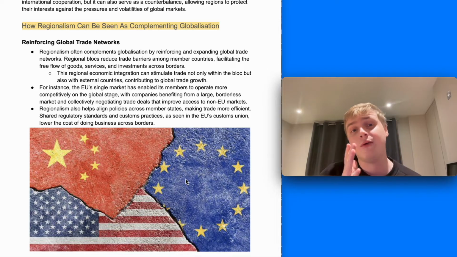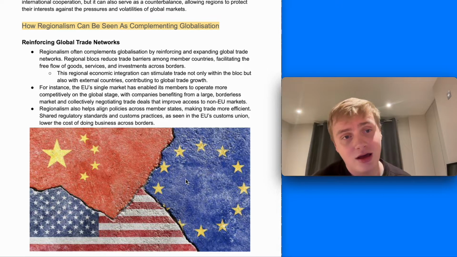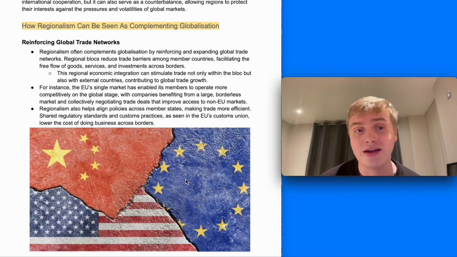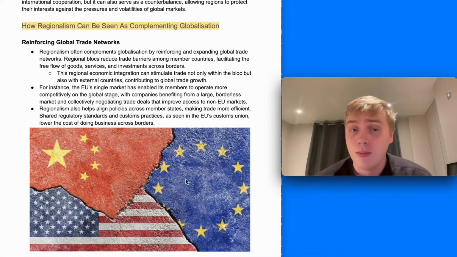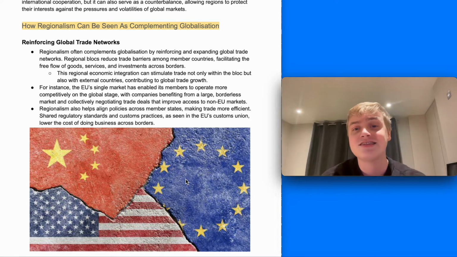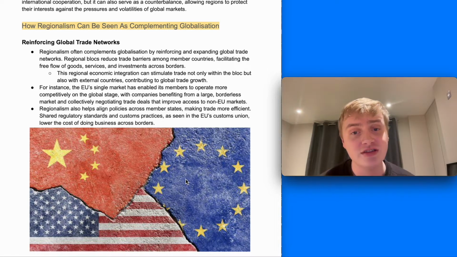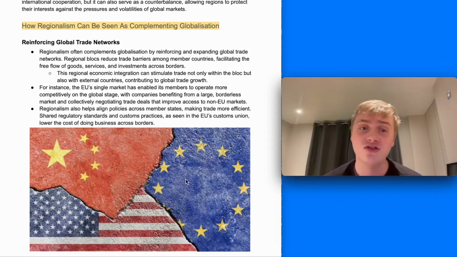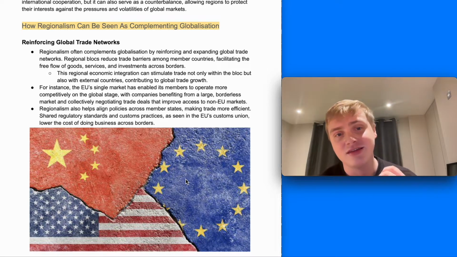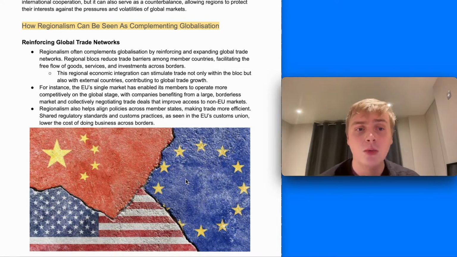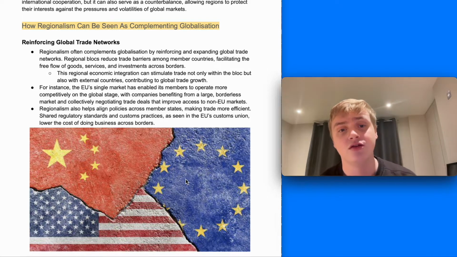We'll look first at how it can be seen as complementing globalisation, and that's first through reinforcing global trade networks. So it often complements globalisation by expanding global trade. Regional blocs reduce trade barriers among member countries, facilitating the free flow of goods, services and investments across borders. This can stimulate trade not only within the bloc, but also with external countries, contributing to global trade growth.